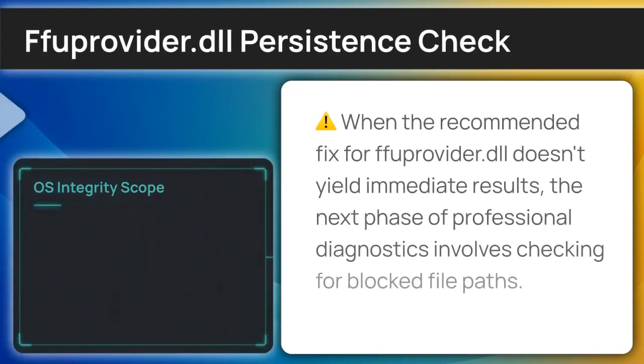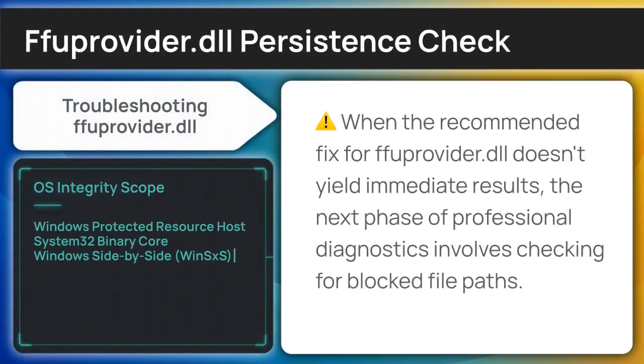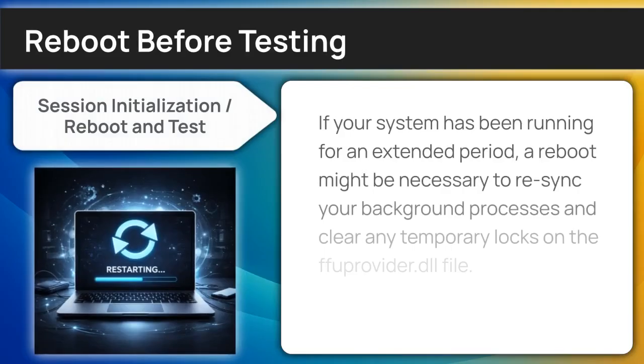Should the reinstallation fall short, the next step in our protocol is to validate the integrity of your system's startup environment. A full system restart clears the temporary memory cache and allows Windows to attempt a fresh initialization of all required libraries, including Ffuprovider Library.